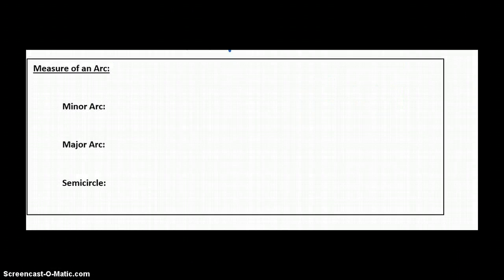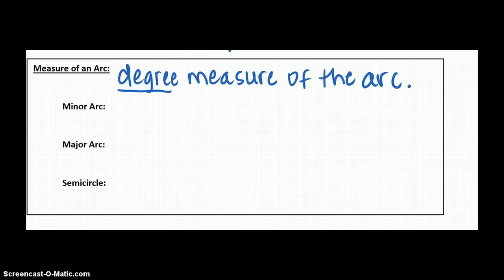Now we're going to talk about the measures of arcs. The measure of an arc is the degree measurement of the arc. So for the measures of arcs, we are not talking about length. Length and degree measure are different. So the measure of an arc is a degree.